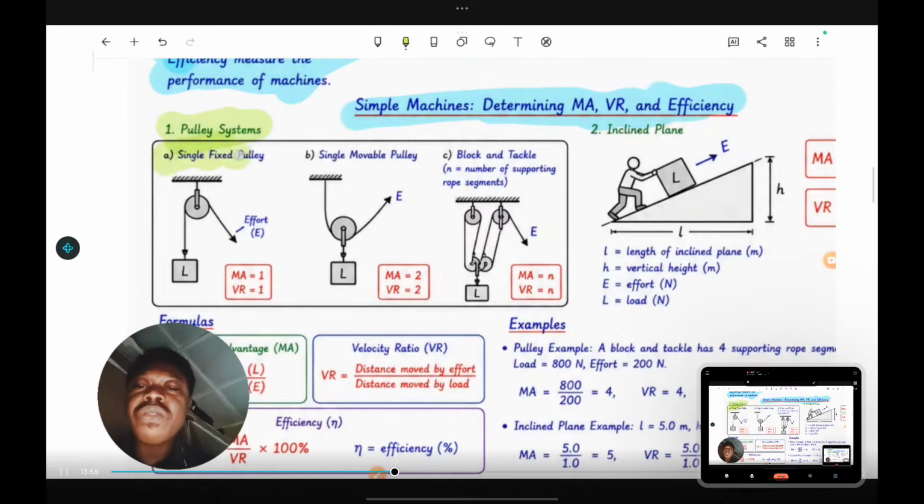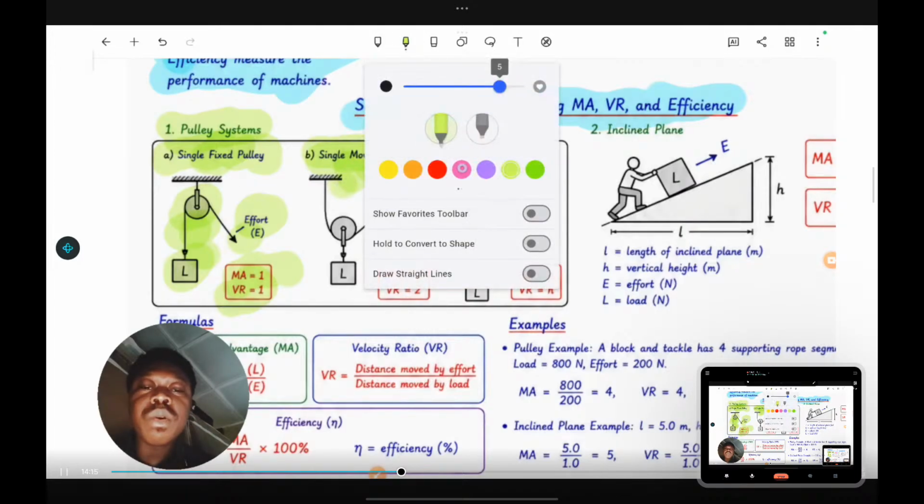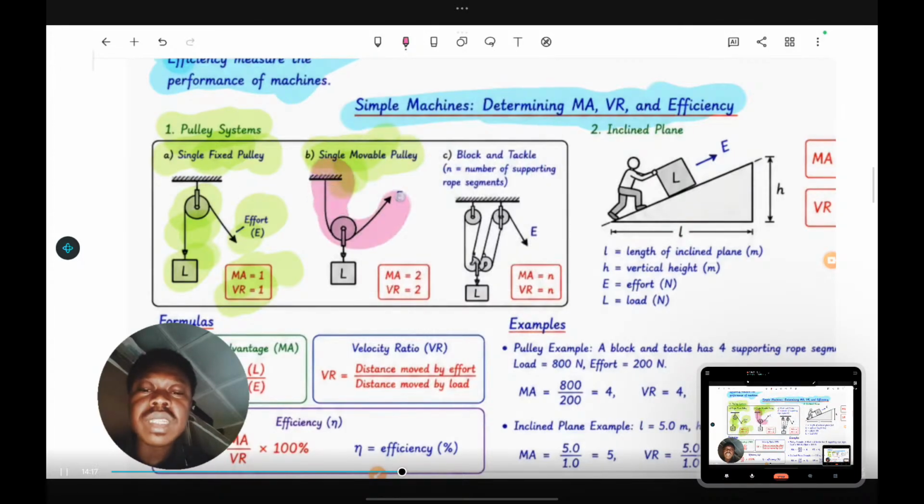For pulley systems, we have the single fixed pulley like this one. You can see the effort and you can see the load. So our mechanical advantage equals 1 and our velocity ratio equals 1. All right. Then for the single movable pulley, this is fixed, it means that this is not moving. But this one is movable. Hence we have effort and we have load. So our mechanical advantage becomes 2, our velocity ratio is 2.